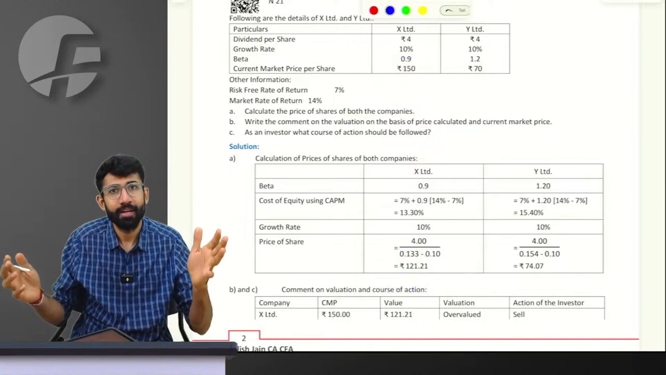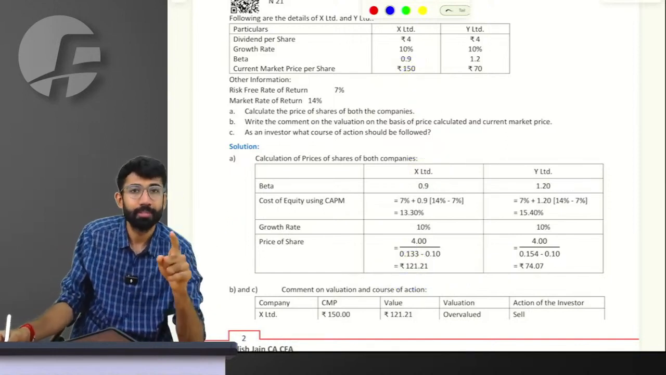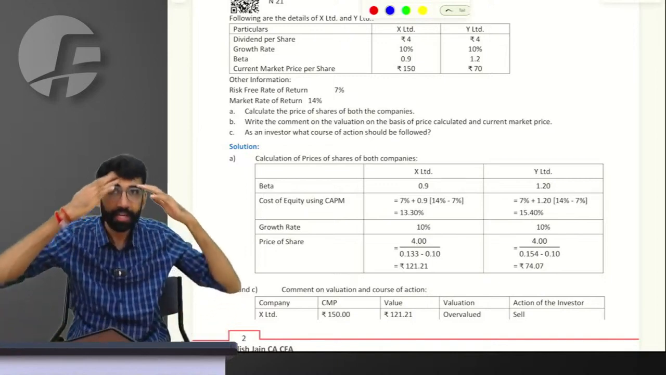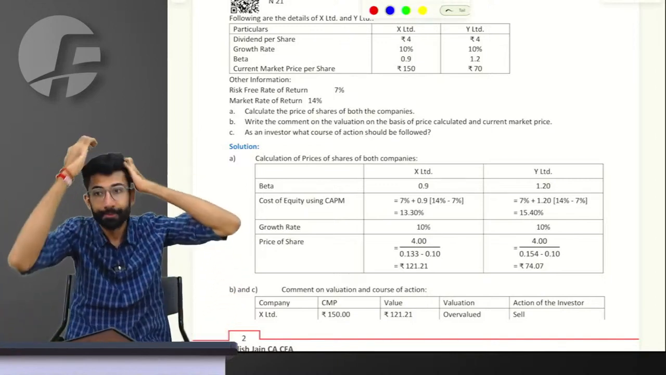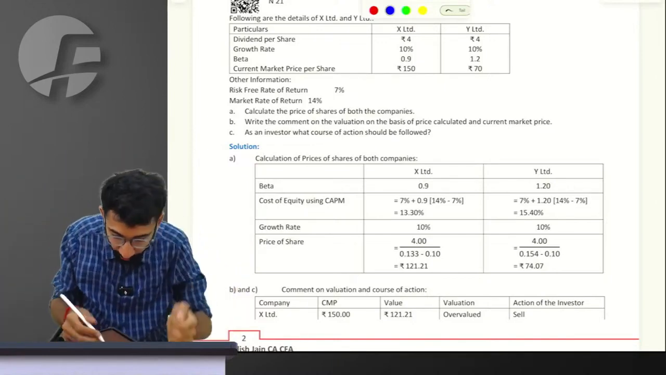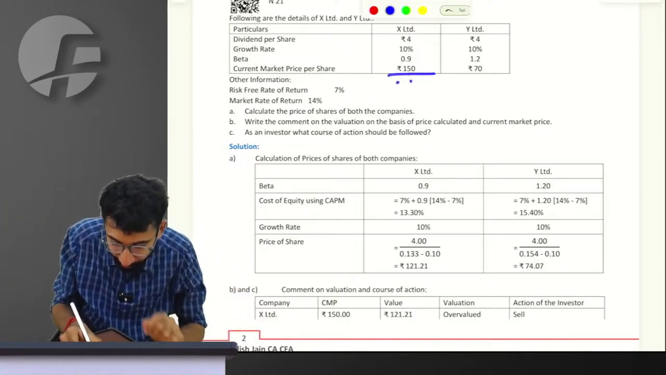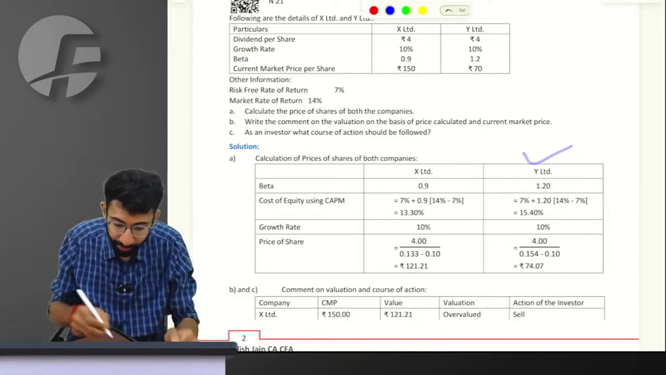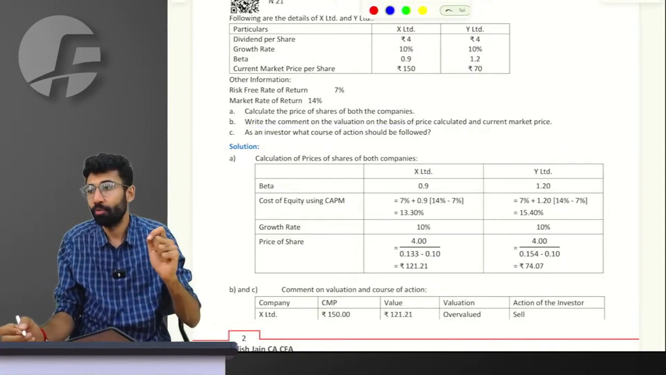Are you understanding? Basic things where a student can miss. Rest of the live people in the class, recorded people, are we set with that? Yes. So current market price 150, you will comment it is overvalued. Similarly, if you talk about Y Limited, let me continue. Y Limited you can do on your own.